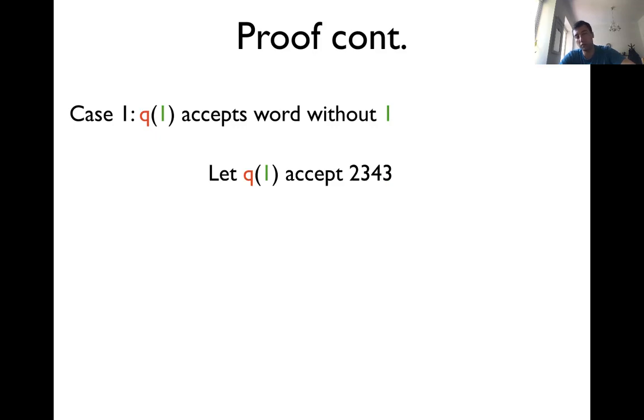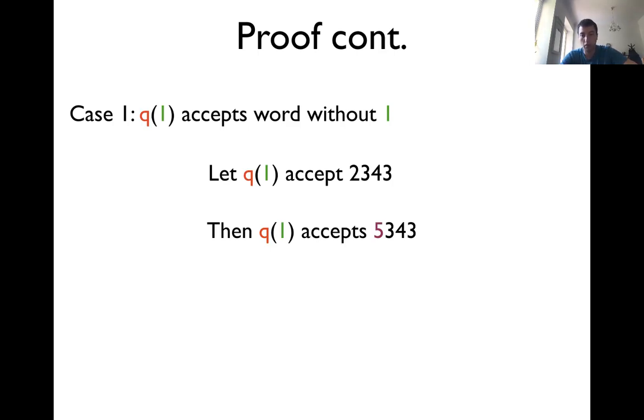So let's assume that this accepted word is 2343. You can easily generalize it to anything, but I prefer to give a concrete word instead of saying it accepts d1, d2, d3, etc. So 1 does not occur in this 2343. What is maybe unpleasant is that 2 occurs here, and we also have q with 2 in the play. But if q1 accepts 2343, we can change 2 to 5, and q1 clearly also accepts 5343, because q1 does not distinguish between 2 and 5.